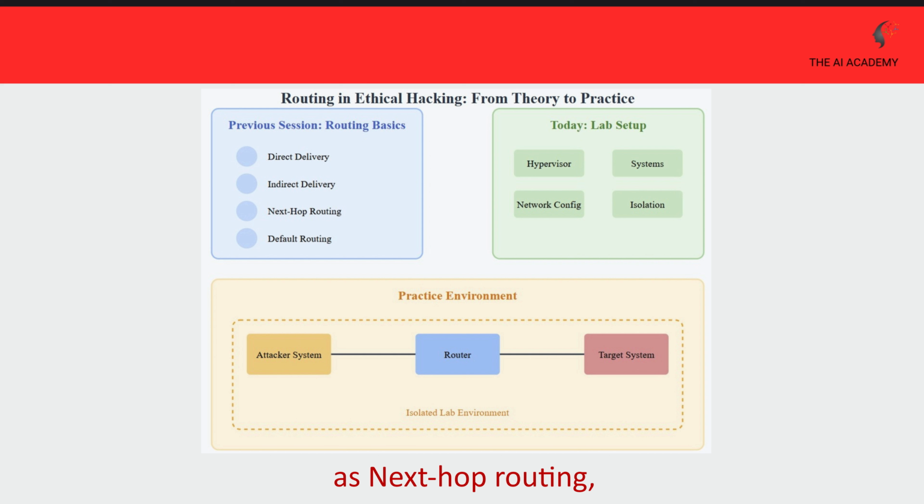Such as next-hop routing, focusing on the next destination along the path. Host-specific and network-specific routing, understanding how routing tables manage traffic for individual hosts or entire networks. Default routing, how routers handle packets when no specific route is defined. Routing plays a crucial role in network reconnaissance and exploitation. Understanding routing helps in simulating attacks like traffic redirection or analyzing packet flow for vulnerabilities.